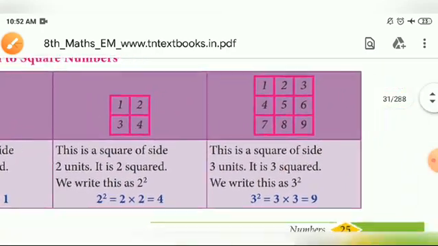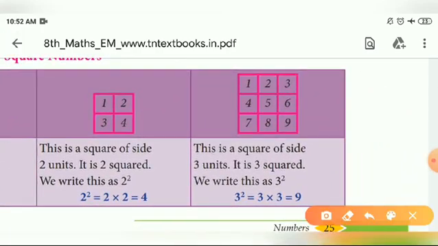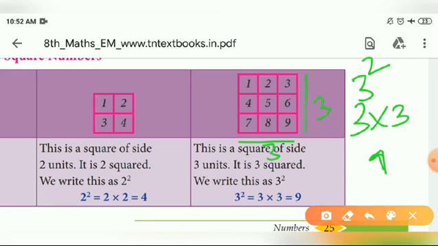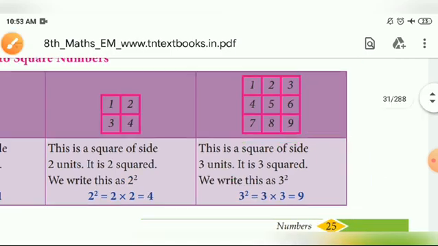Okay, so the next one, take this example. The length of the square is 3 units, so all sides are 3 units. So the area of the square is side into side, 3 into 3, that is 9. So it is read as 3 squared or 3 power 2. Okay, so this is called a square number. A square number is nothing but multiplying the number by itself as many times as the power. Power 2 means you multiply 2 times.